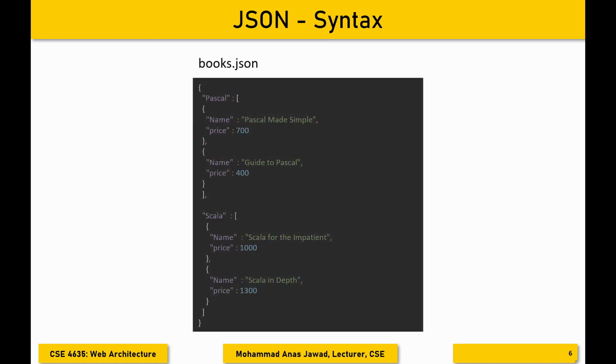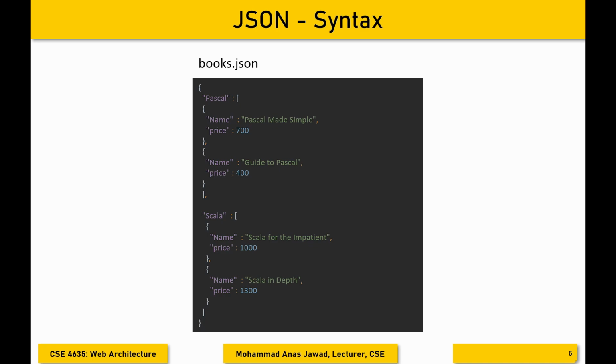Now let's take a look at the syntax of JSON. JSON files have the .json extension, okay? And this is a very simple example of what a JSON file can look like. A JSON file will start with curly braces, which indicates the root or the starting point of the JSON file, followed by your actual content. In JSON, information is stored in key value pairs.